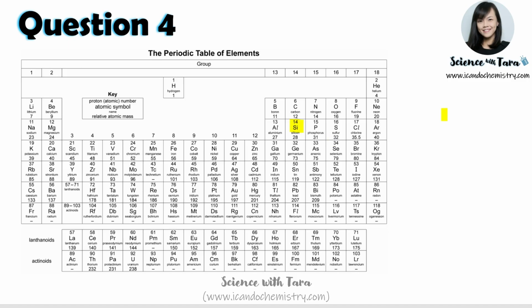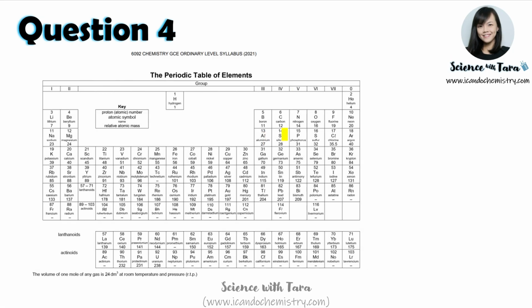Which group in the periodic table does this element belong to? So elements with 4 valence electrons belong to group 14. If you refer to the older version of the periodic table, which uses the Roman numerals, then it will be group 4.